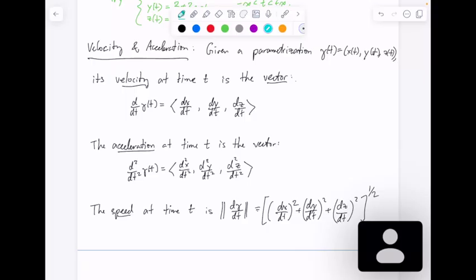Let me try and draw a picture for you of at least the velocity and speed. Acceleration is a bit more complicated to draw, but suppose I have a parameterized curve, gamma of t. Then let's say at some time t here, I'm going to have my velocity vector, which is always going to be tangent to my curve, in the sense that there's a vector in orange that looks like this, and that vector is precisely my velocity.